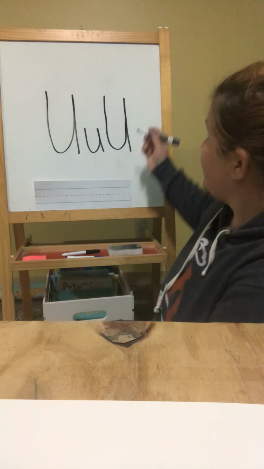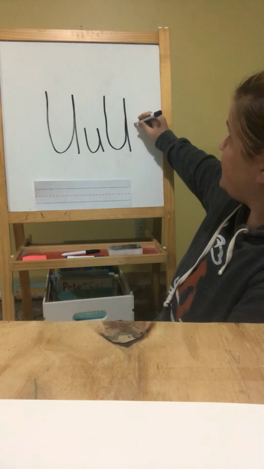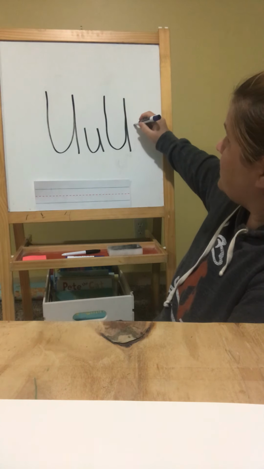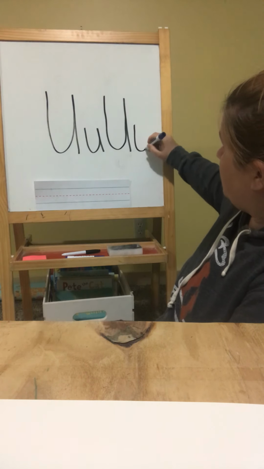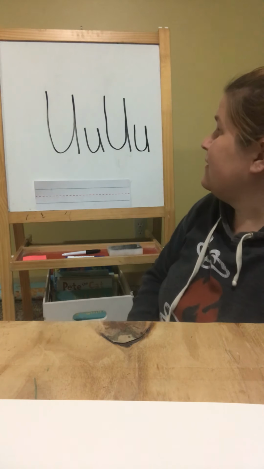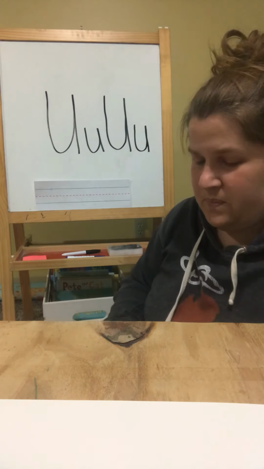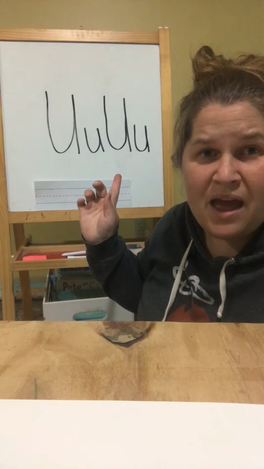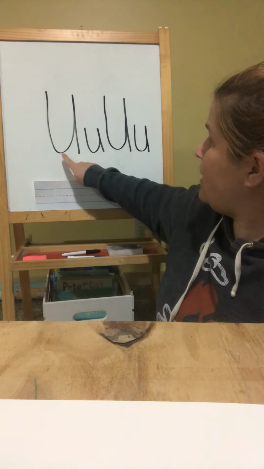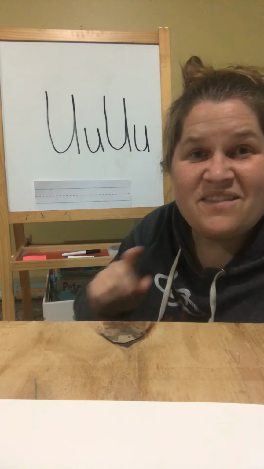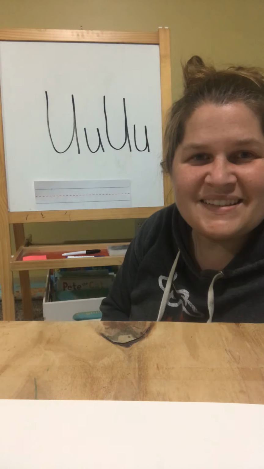You ready? Okay, we're going to start at the top still, but it's going to be shorter, so we're going to do it down further. So straight line down, curve, up, and our little stand. So that's the letter U. Oh, did you notice? We made a pattern with our U's. Uppercase, lowercase, uppercase, lowercase. See if you can figure out what comes next.